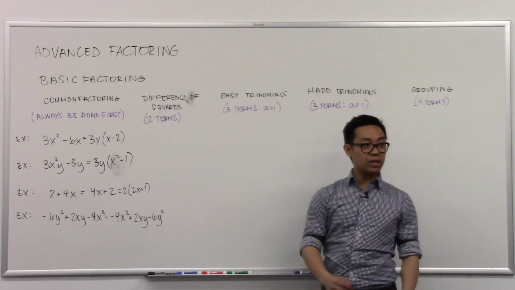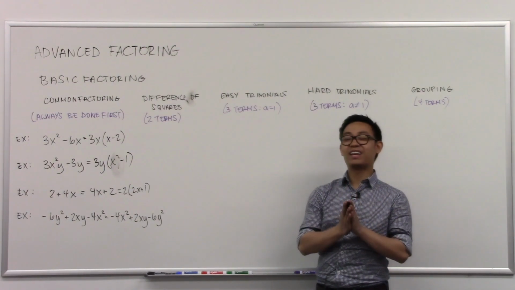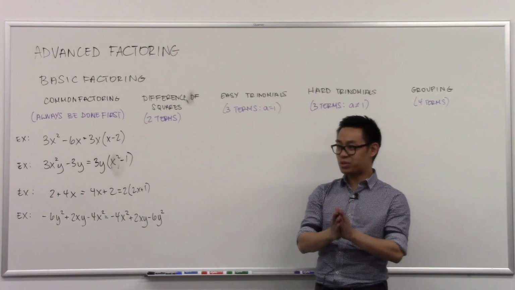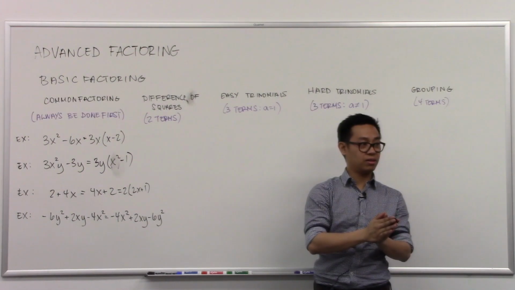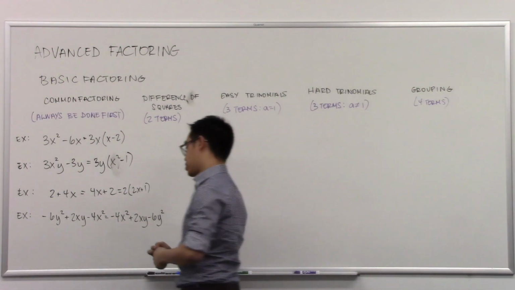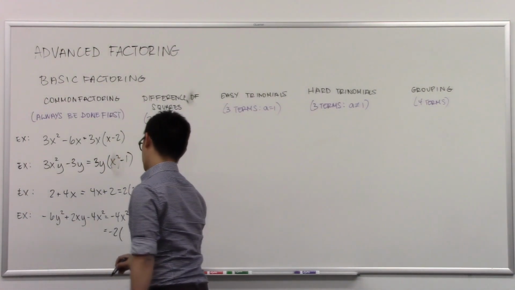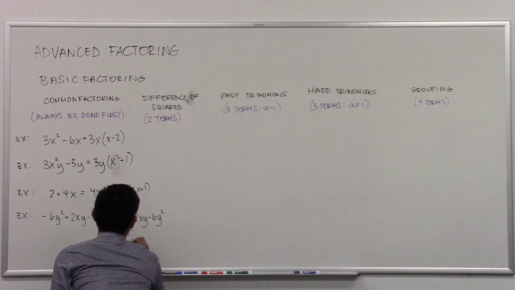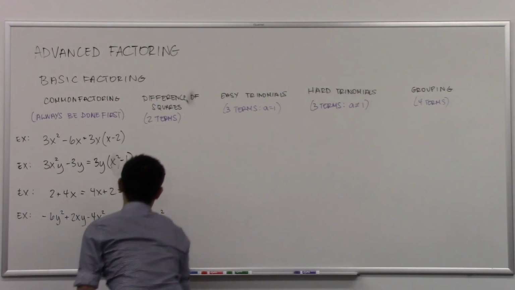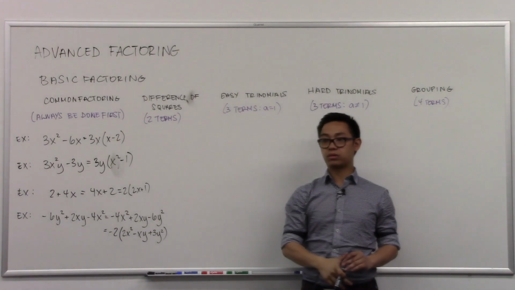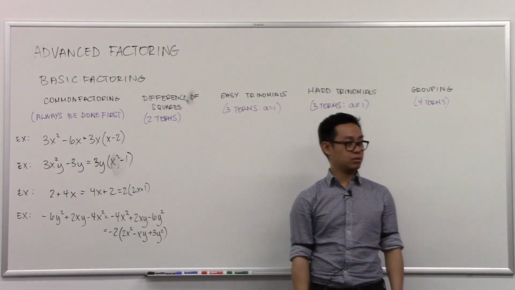So what can I common factor here? Yes. Anytime the first term is negative, you have to common factor out a negative. So you don't common factor out a 2, you common factor out a negative 2, which leaves you with 2x squared minus xy plus 3y squared, which might look like you can factor, but you cannot.